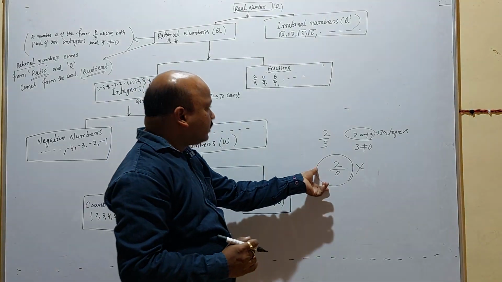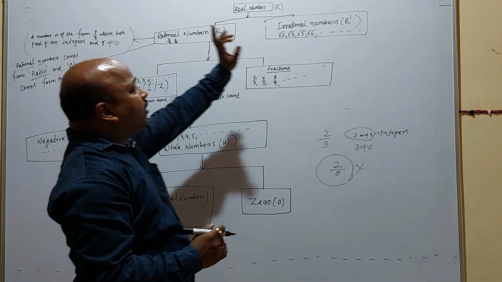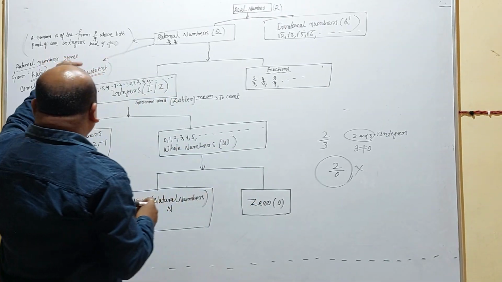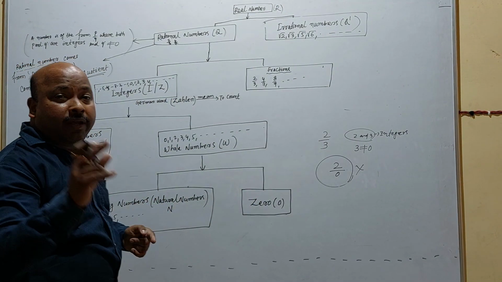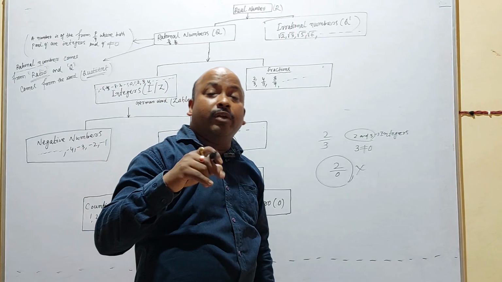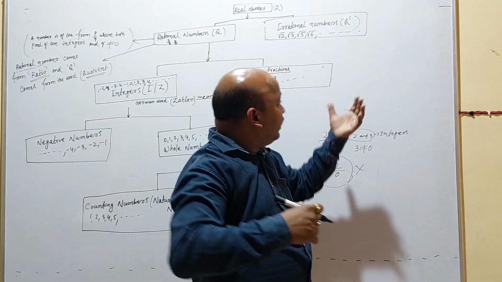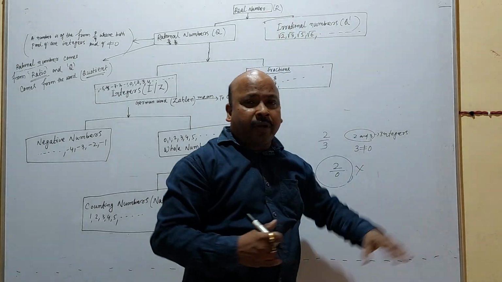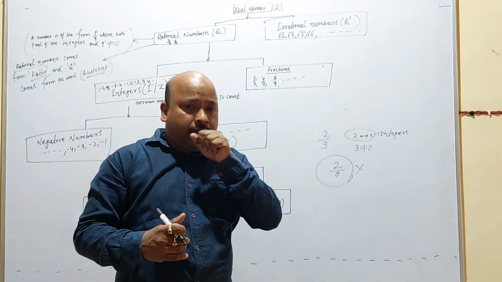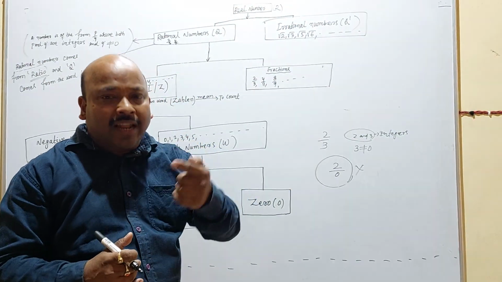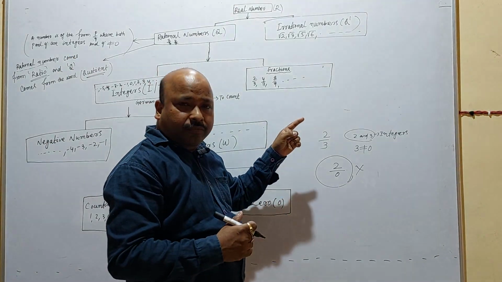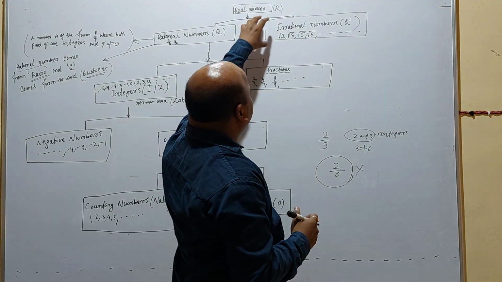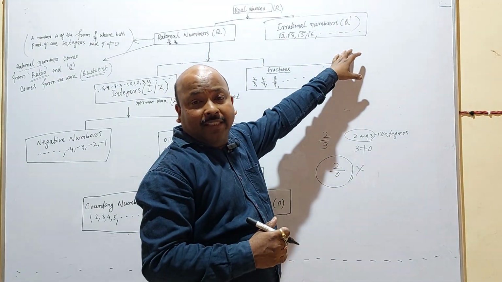Okay? Clear now? Irrational numbers are the numbers which cannot be written in the form of P by Q, where both P and Q are integers and Q is not equal to 0. And I will explain irrational numbers briefly in the next class. In the next class, I will definitely explain irrational numbers.